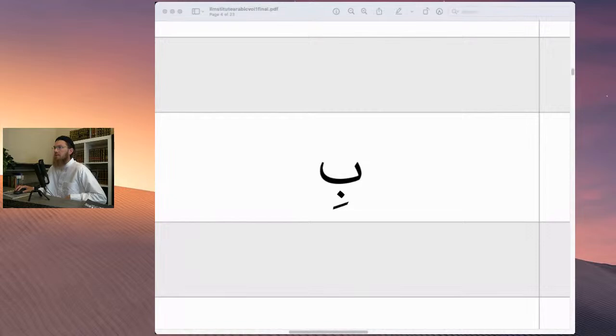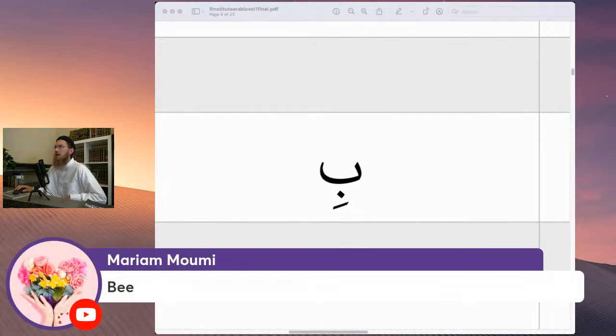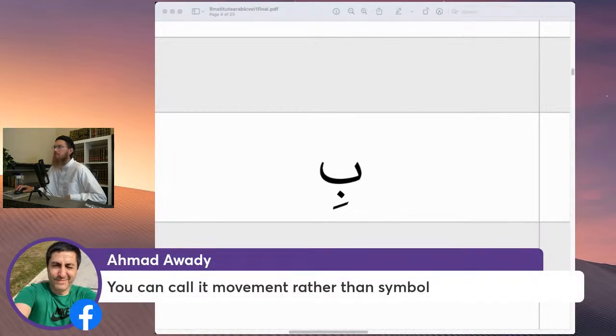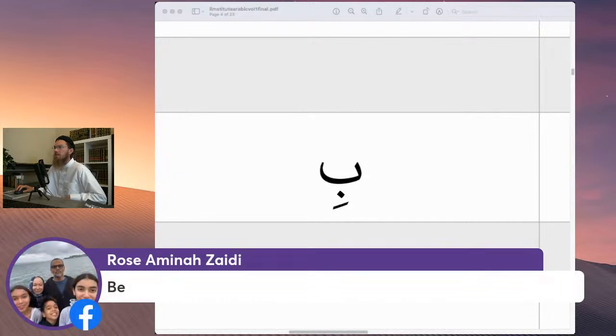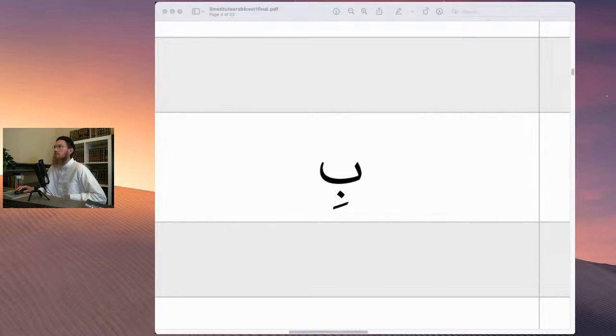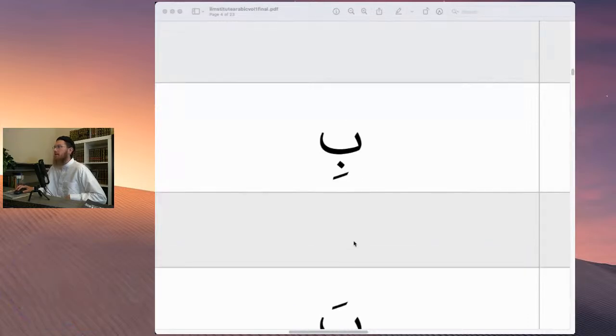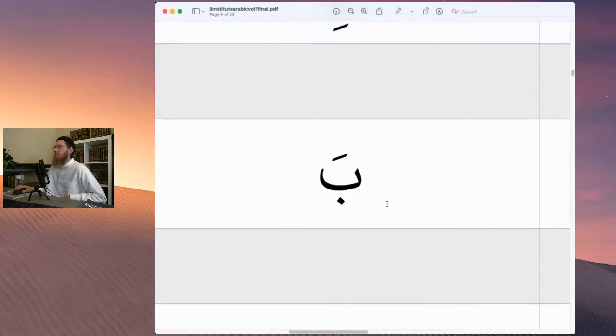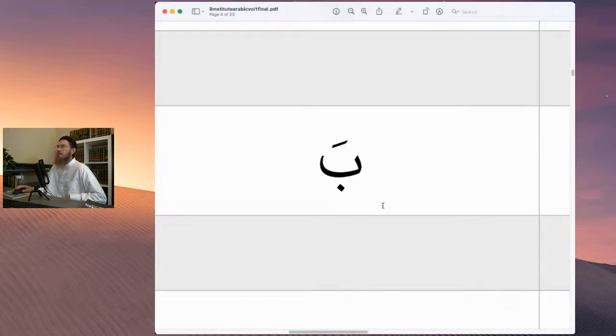So it would be B, B. Very good. Wa alaikum salam wa rahmatullahi wa barakatuh. Yes, it would be B. Okay. What about this one? Write down the answer in the chat.